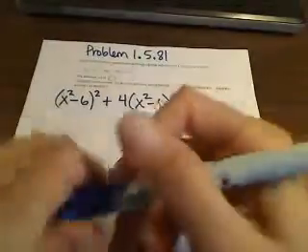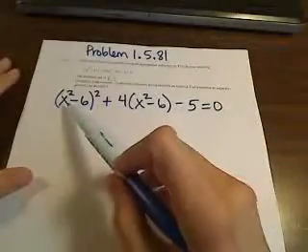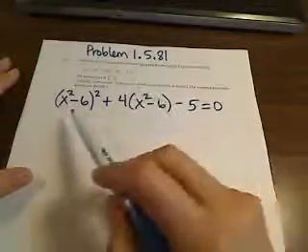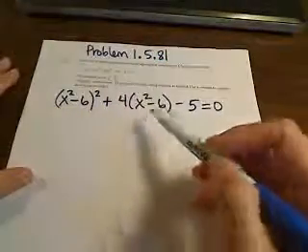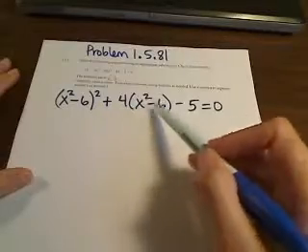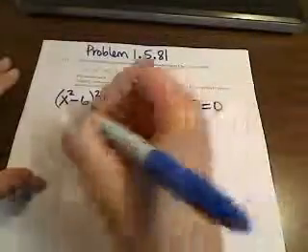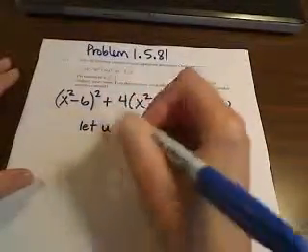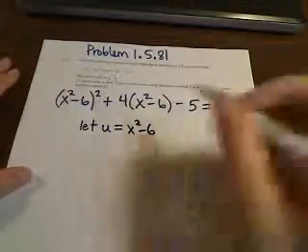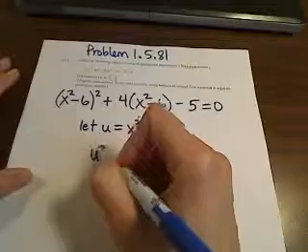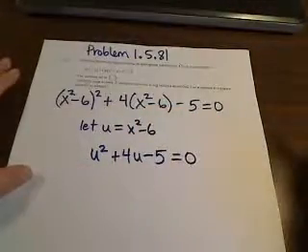And so what we want to do is notice where the quadratic form is. There's a quadratic on the inside of these parentheses here, but the overall quadratic that I'm looking at is I have something squared here, and then plus 4 times that same something to the first power, and then minus a constant. So you can notice it here if I say let u equal x squared minus 6. And then this equation reduces down to u squared plus 4u minus 5 equal to 0.